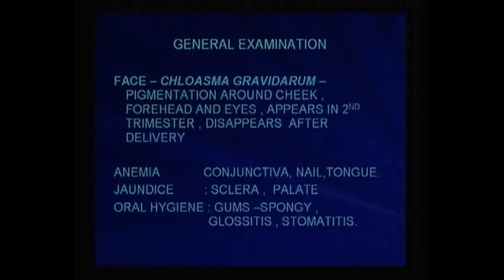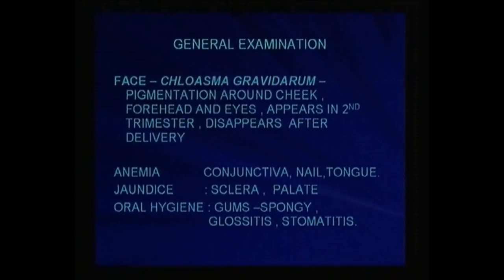The look of the patient. The face looks edematous. Overall the patient gives an edematous look. It rings up eclampsia, preeclampsia. Pigmentation around the cheek, forehead and eyes appearing in the second trimester is chloasma gravidarum. This disappears or fades after delivery.